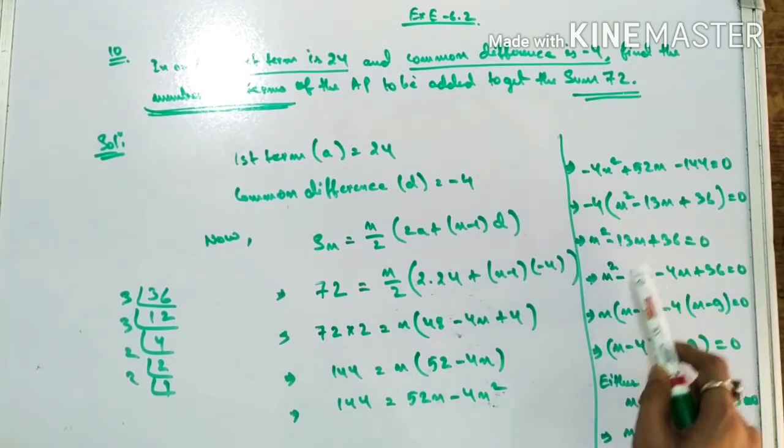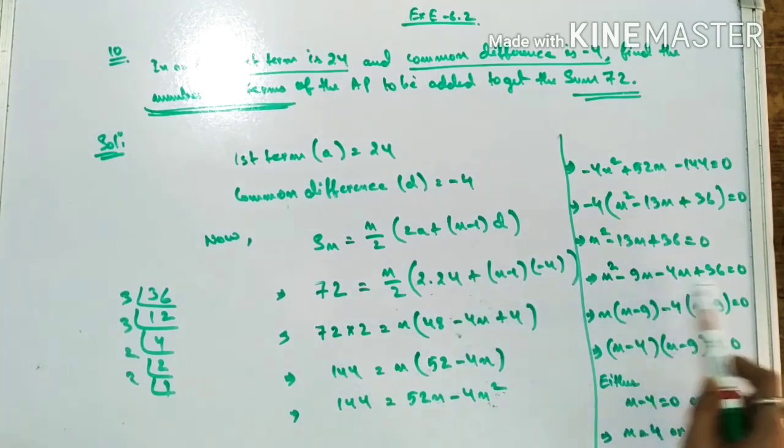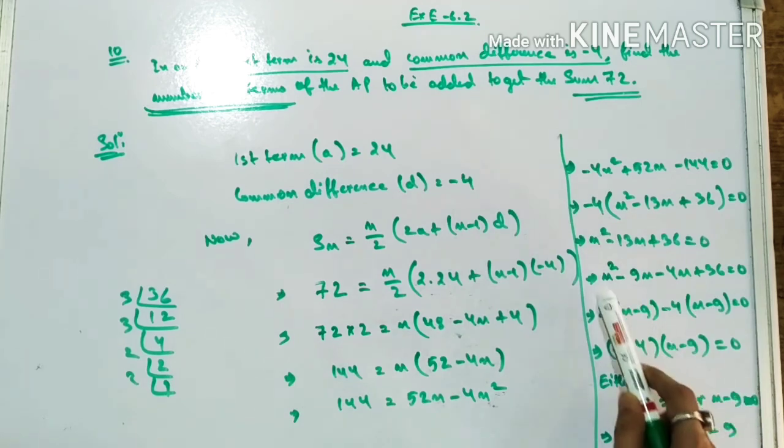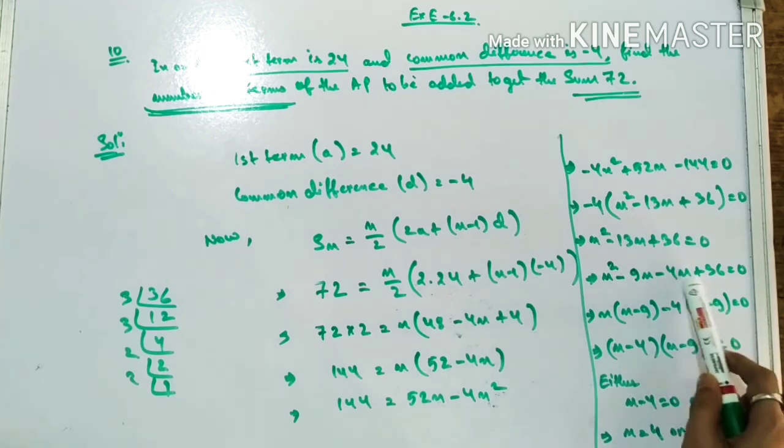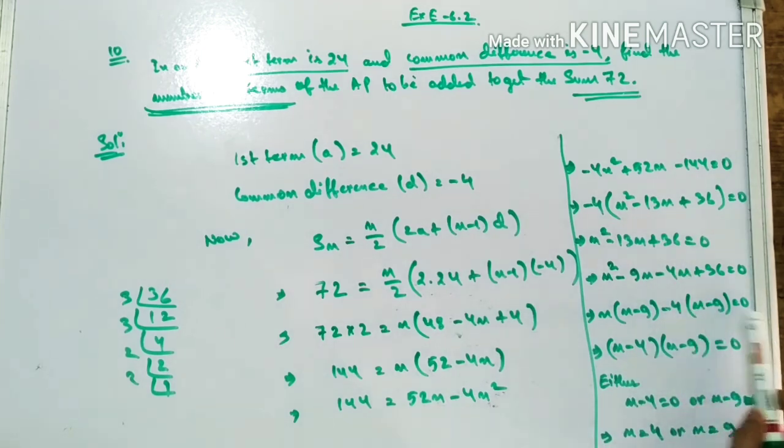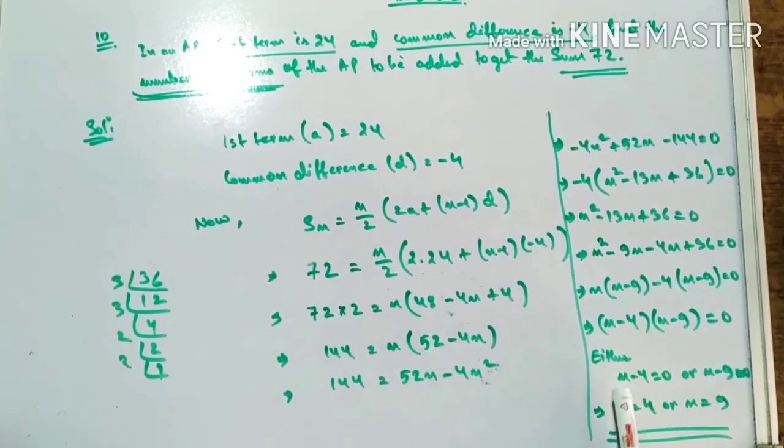This quadratic equation I will do splitting the middle term. Yes, n square minus 9n minus 4n plus 36 is equals to 0. From these two terms n I will take common, n minus 9, minus 4 I will take common, n minus 9 is equals to 0. So ultimately I will get n minus 4 into n minus 9 is equals to 0. So therefore either n minus 4 equals to 0 or n minus 9 equals to 0. So therefore n equals to 4 or n equals to 9.